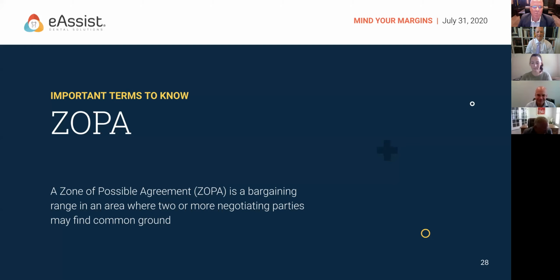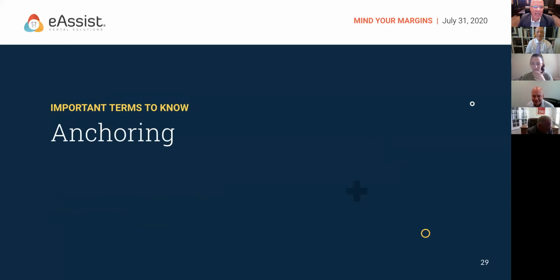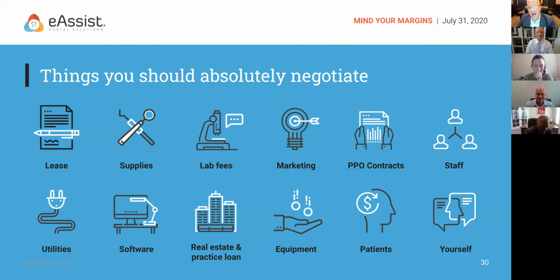We introduced a term called ZOPA. If you understand these terms and these concepts, you will negotiate without fear. You'll have so much confidence and you'll negotiate a win-win and you won't come across as a jerk, and your relationship will be saved and strengthened. Another important principle is to anchor. We talked about how scientifically we've proven that with the person that makes the first offer, it's very difficult to move substantially away from that offer, unless the offer was so outrageous that the other party didn't let themselves be anchored to that range. We then focused on these 12 areas where you should negotiate every aspect of your practice.